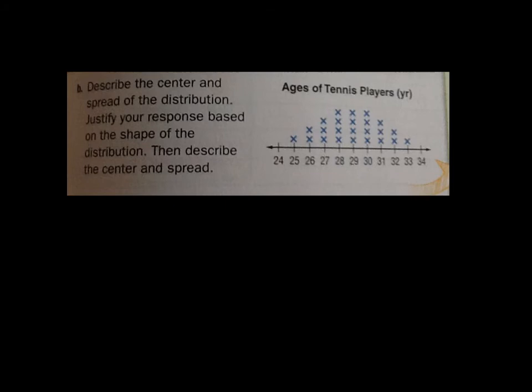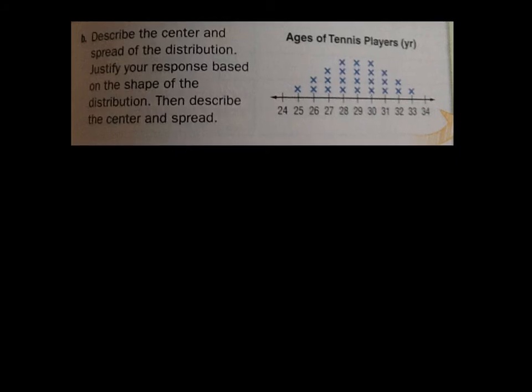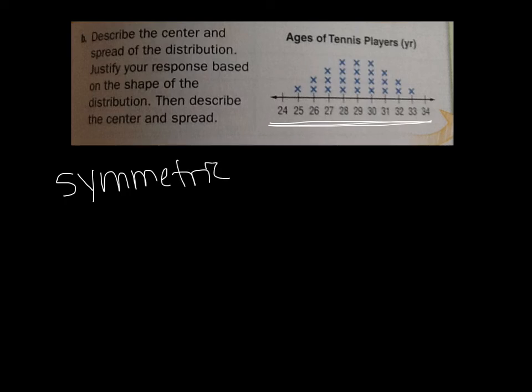This example can be found on page 893, letter B. Looking at it, I need to describe the center and the spread of the distribution. Now look to see what it's asking. It's not asking for outliers or gaps or any of that. It's looking to describe the center and the spread. So looking at this data and running some of the figures, I notice that this is a symmetric graph because it goes up at the same rate that it comes down. So it looks good on both sides.